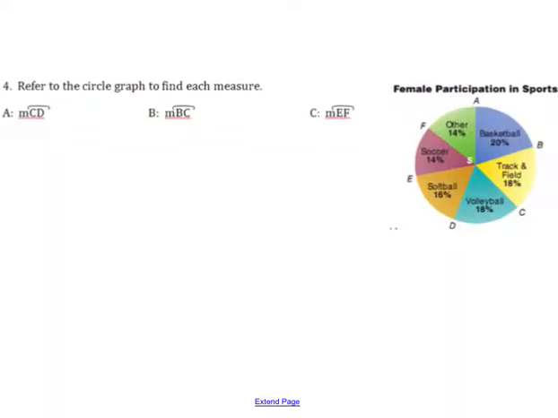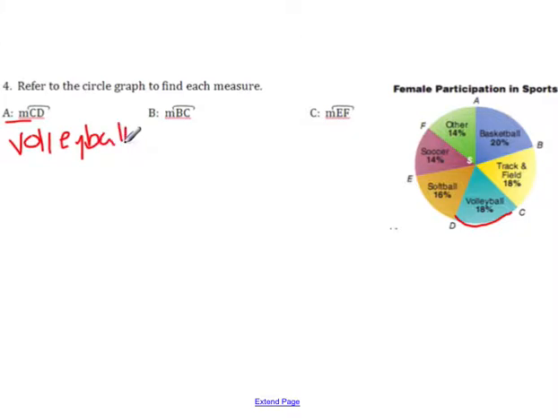Now let's take a look at number 4. So these are pie charts. You've seen them before. It's used to kind of separate out data. So we want to refer to the circle graph to find each of these measures. First it wants us to find CD. So CD, okay, we're talking about volleyball. We want to figure out what is the arc length on the circle graph for volleyball.